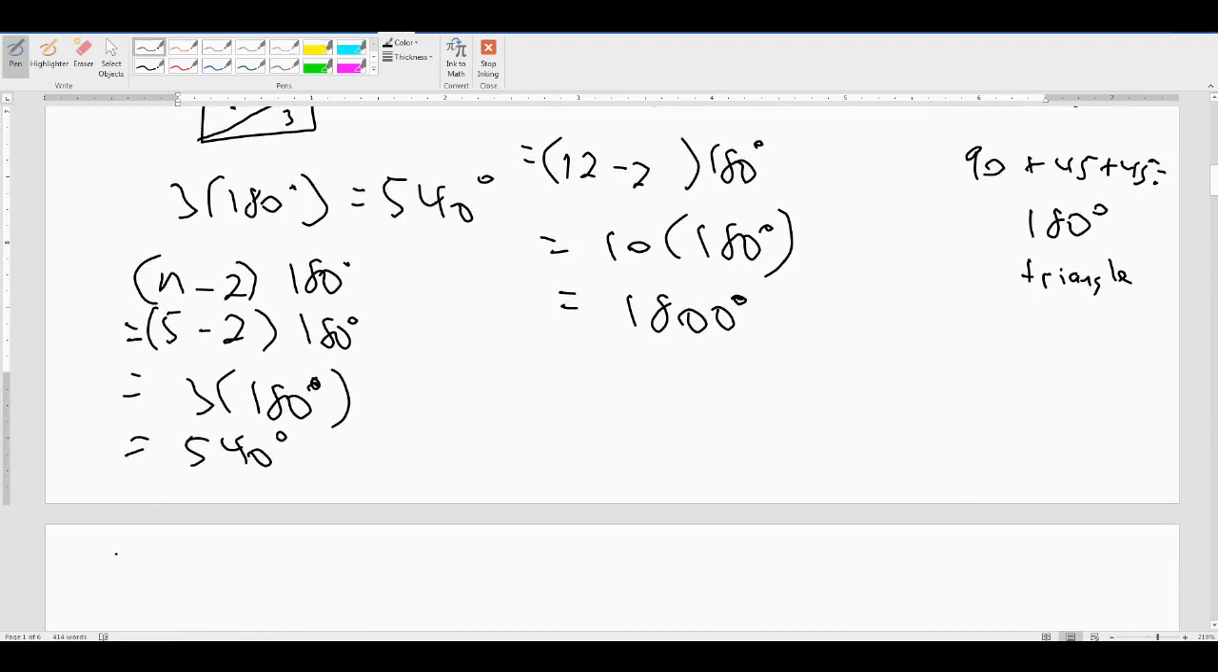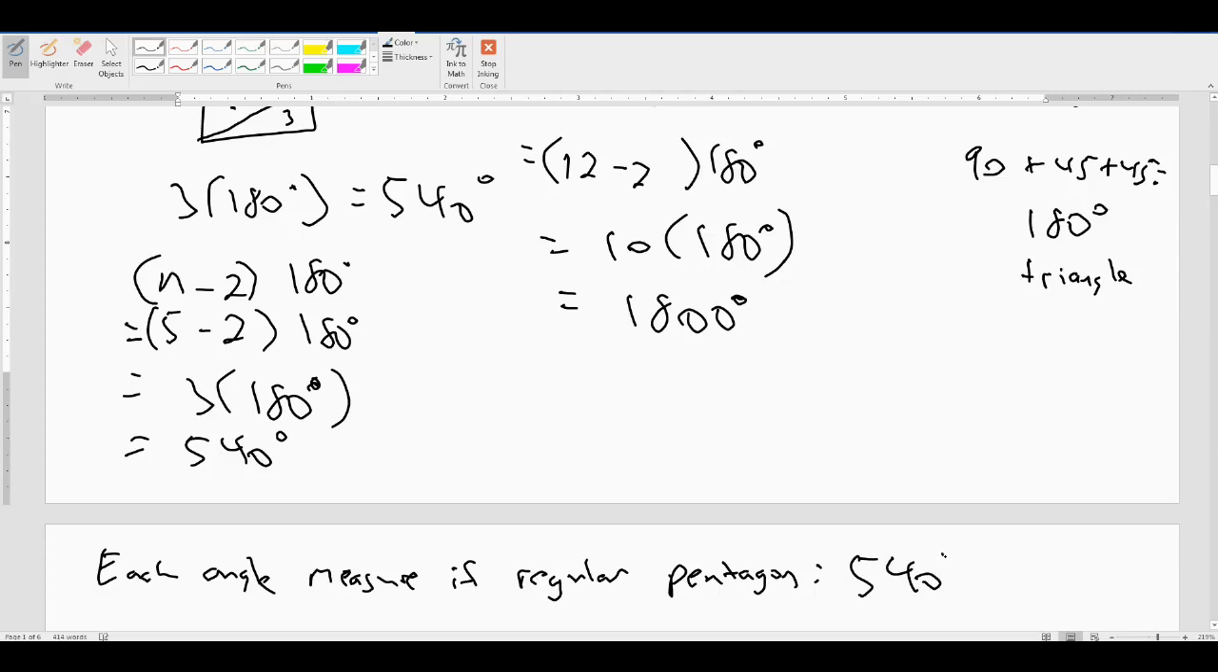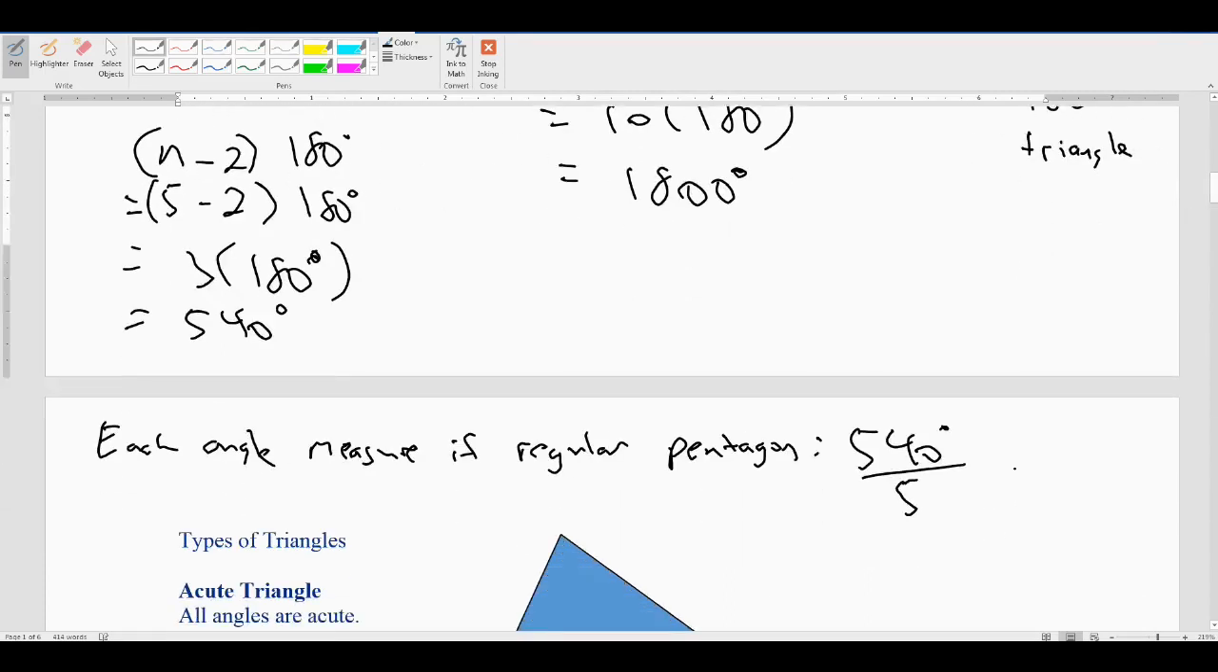So if I want to find each angle measure, if regular, I just call it a pentagon. I'll have to do this one. I would just do this 540 degrees, and I would just divide it by 5. If that were a question, because there's 5 sides, 5 angles, you divide that out, you get 108 degrees.